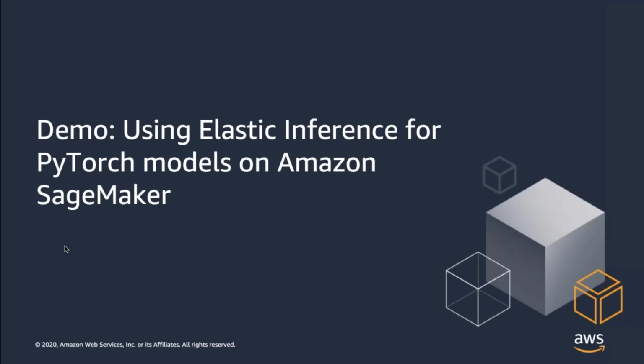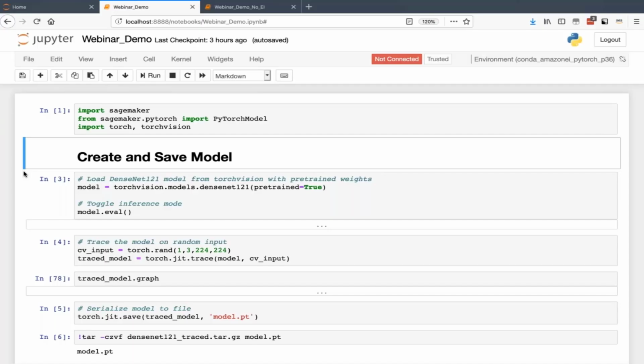So now let's jump into a demo of using Elastic Inference for your PyTorch models using Amazon SageMaker. Amazon SageMaker has Elastic Inference support right out of the box. By specifying an EI accelerator type when deploying your endpoint, you can launch a SageMaker hosted endpoint with an attached accelerator. So to set things up, what I've done here is I've launched an EC2 instance with deep learning AMI with an IAM role allowing SageMaker access. And then I launched Jupyter Notebook on that instance.